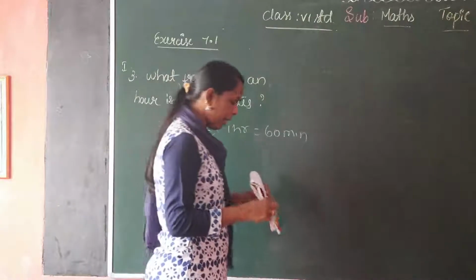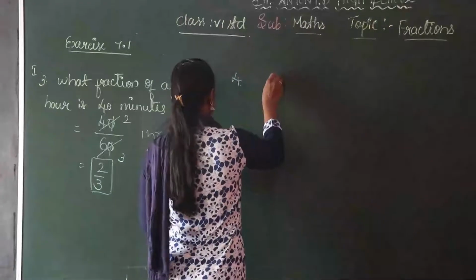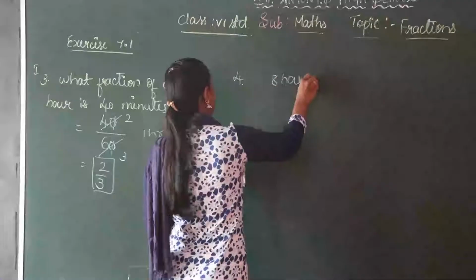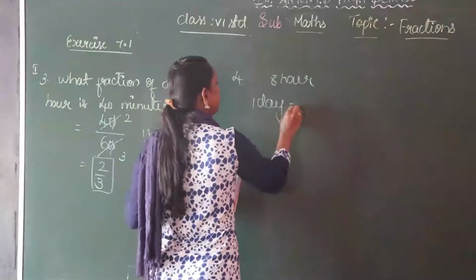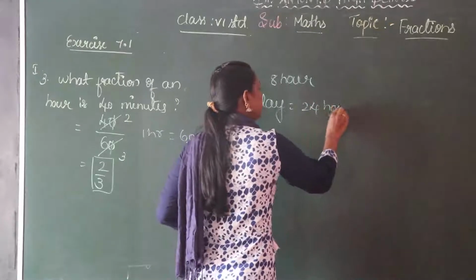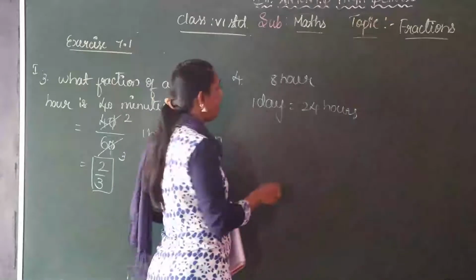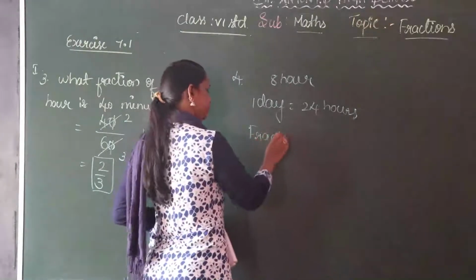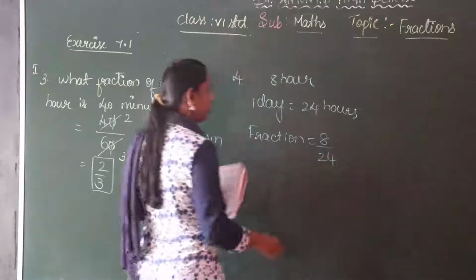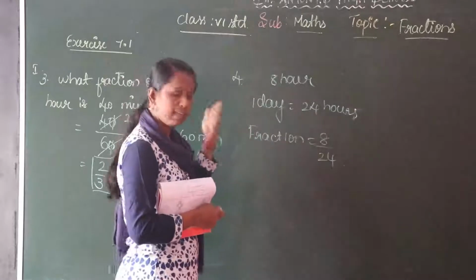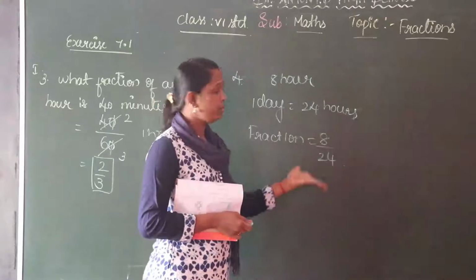Next, what fraction of a day is 8 hours? So you know 1 day makes how many hours? 1 day makes 24 hours. Then we have to write the fraction for 8 hours to 1 day. Fraction is equal to 8 by 24. You can simplify this one, or it may be left as it is. 8 ones are 8, 8 threes are 24.